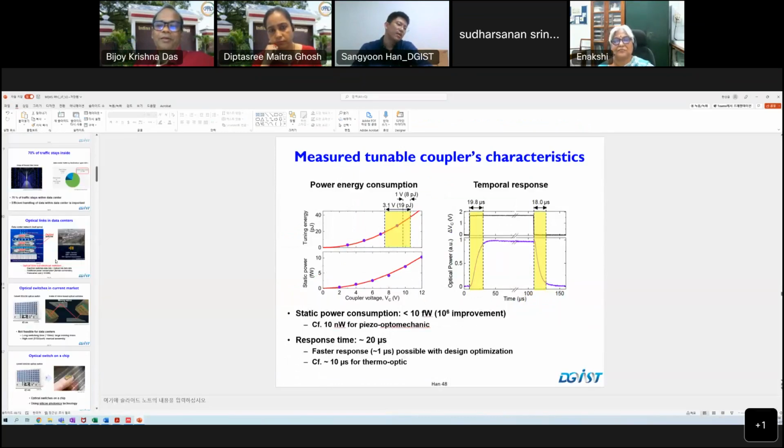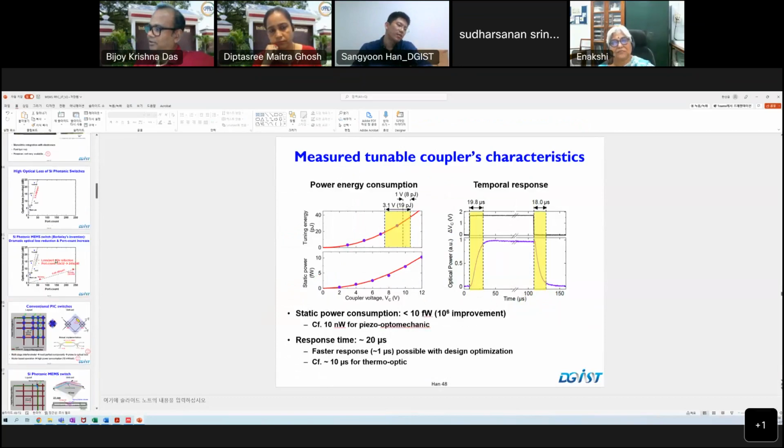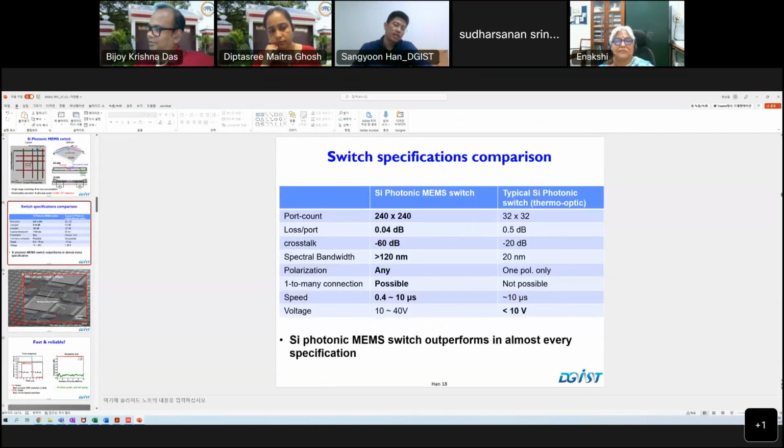Okay, so maybe it was a little bit misleading. The reason I said 10 to 40 is not the variation of one model. We have several designs, several versions. I see. Okay.